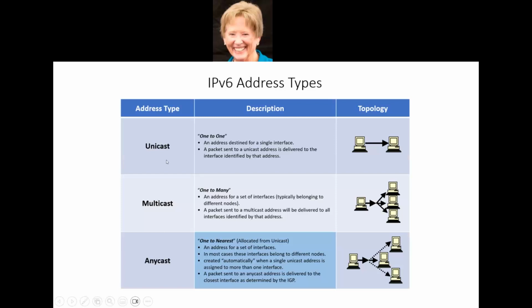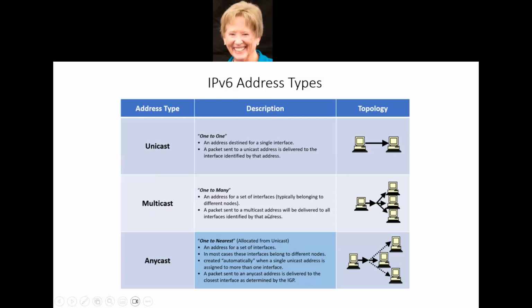With an IPv6 address, there are 3 kinds of address types. There's a unicast, so that's 1-to-1. In other words, if I'm going to send a packet to another computer, as long as I have that MAC address in my ARP table, the first packet may be an ARP request needing his MAC address, then that's a single unicast.